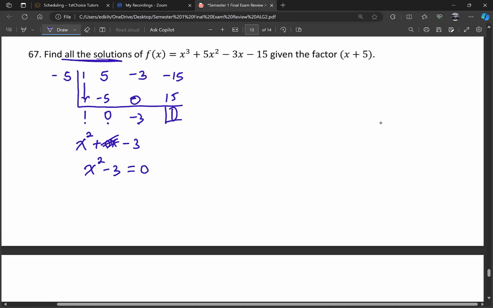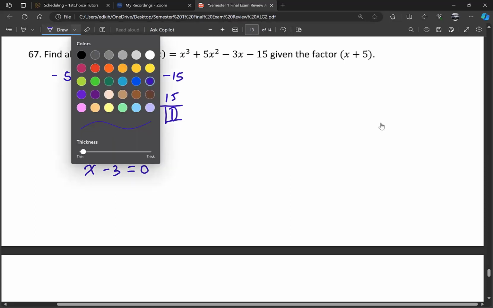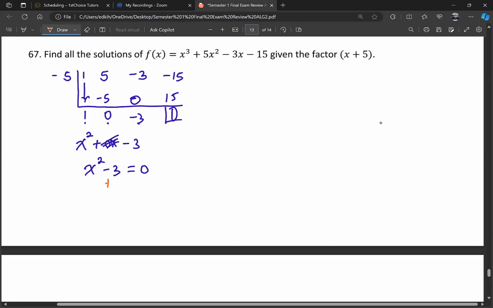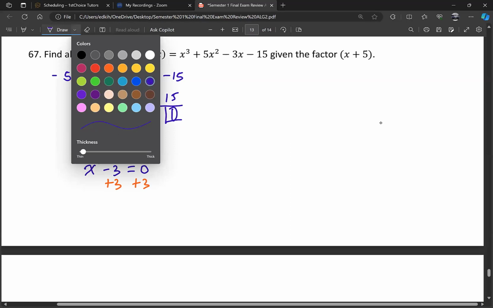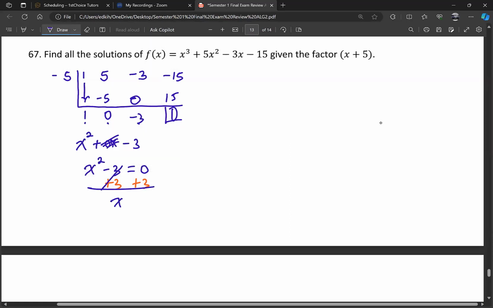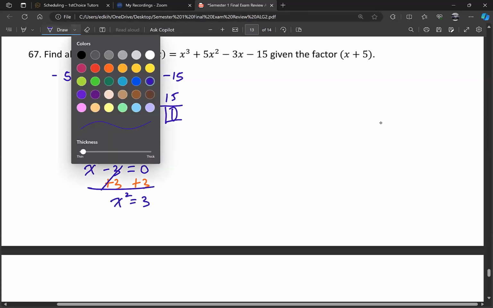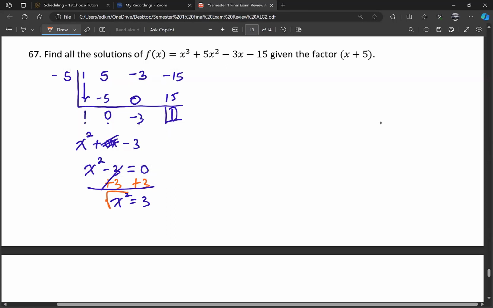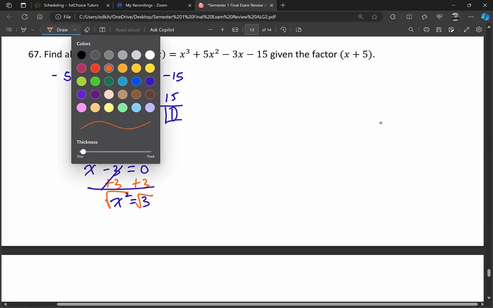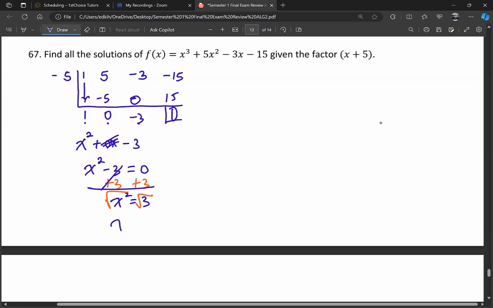We have to solve. It says find all the solutions. So that's why I'm setting it equal to 0. And we can solve this using the square root method. So let's just add 3 to both sides, right? So what's going to happen? X squared equals 3. And now we can square root both sides to get x by itself. So we end up having x equals plus or minus the square root of 3.